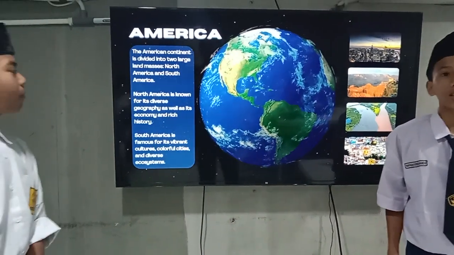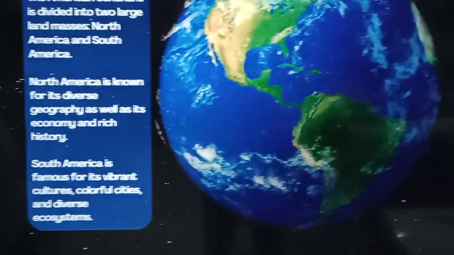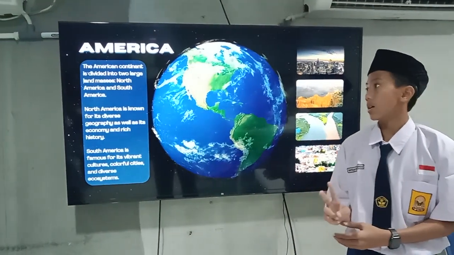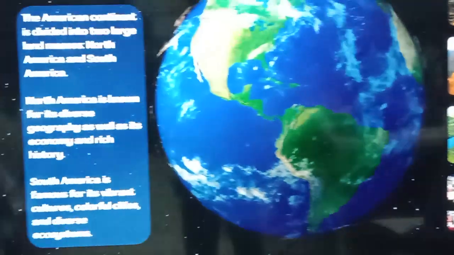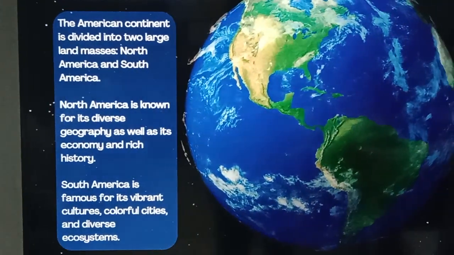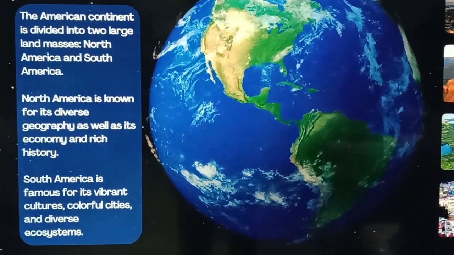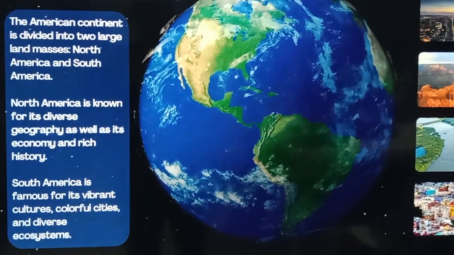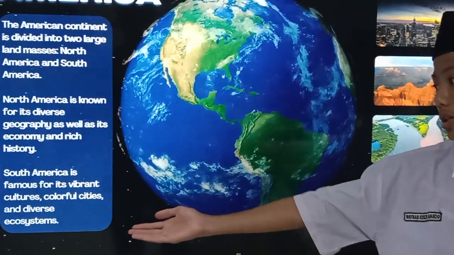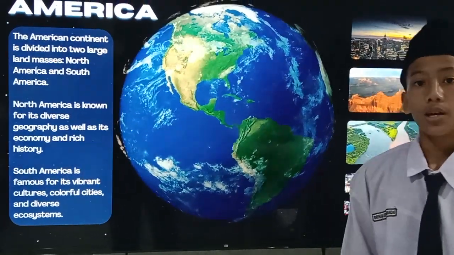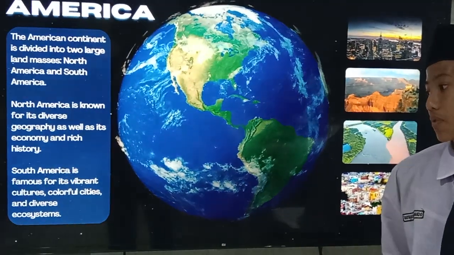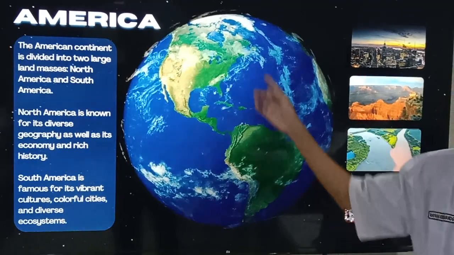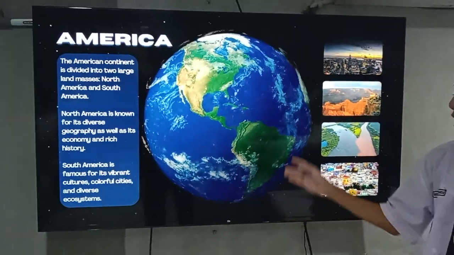And then we go to the next continent, which is America. The American continent is divided into two large landmasses, North America and South America. North America is known for its diverse geography, as well as its economy and rich history. And then the second one is South America. It is famous for its vibrant cultures, colorful cities, and diverse ecosystems. You can see over here, this is North America, and this is South America.